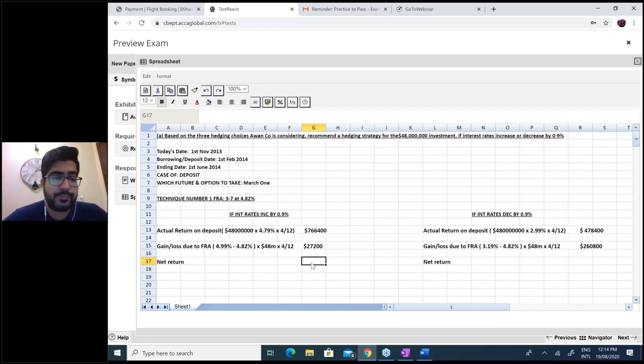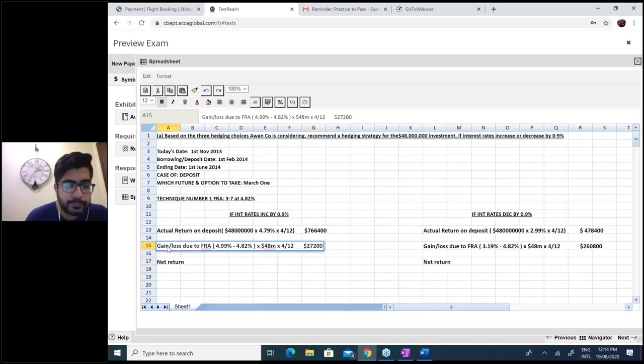The $1 million question: is it a gain or a loss, whether it will be added or deducted. Now listen carefully. It's a deposit case. When interest rates increase by 0.9, they became 4.99. You could have deposited in the real market at 4.99, but you locked the deposit rate through FRA. You fixed the rate at 4.82.